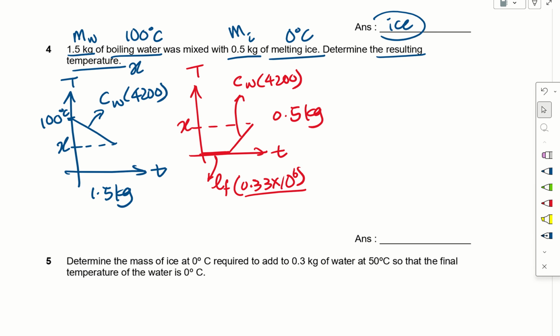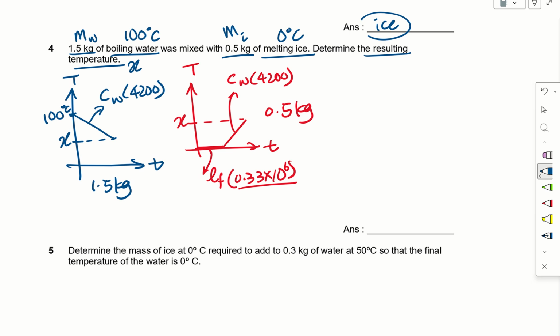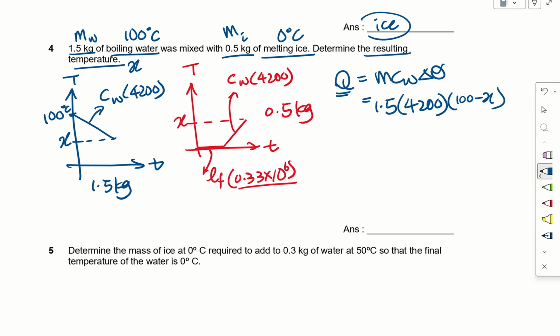Because the question never talked about energy being transferred to the surroundings, we take it that this amount Q equals to m c_w change in theta. So this amount is calculated like that, 4200, and I will use the higher temperature minus the lower temperature. Now this Q is unknown. I also have X that is unknown. Then for the heating curve, for the ice, it is Q equals to m L_f.